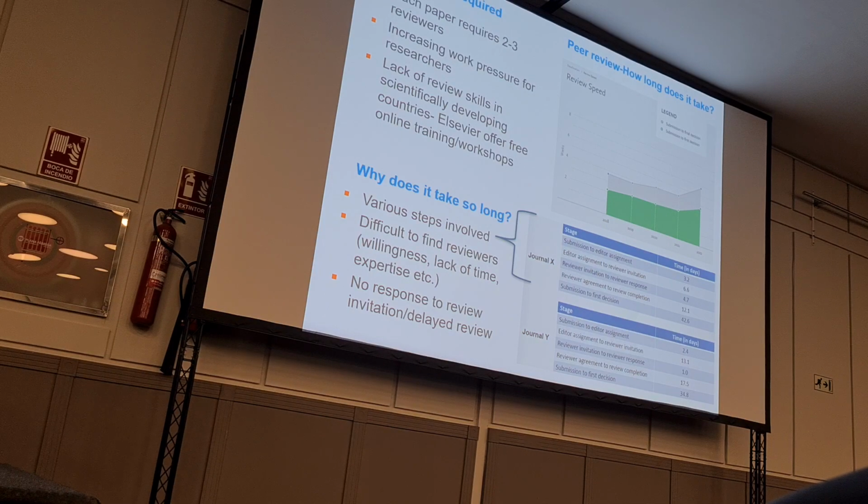Here, I can give you some idea of why my paper is taking 2 months. Here is the standard for Journal X: the submission to first decision is 42 days. For Y, it's 34 days. Because, as I said in the first slide, the whole process involves different people.